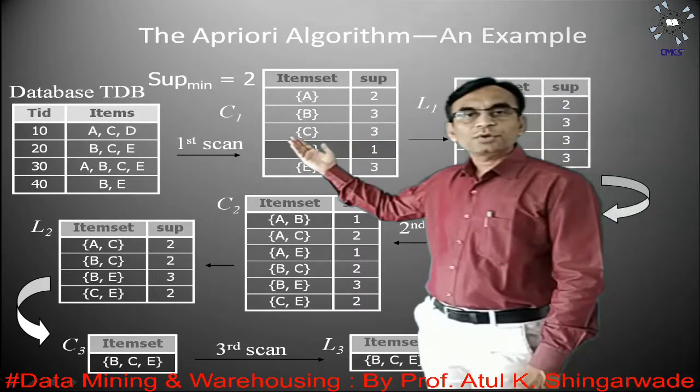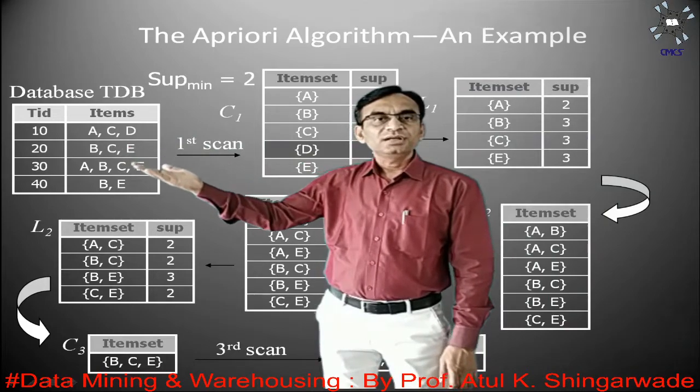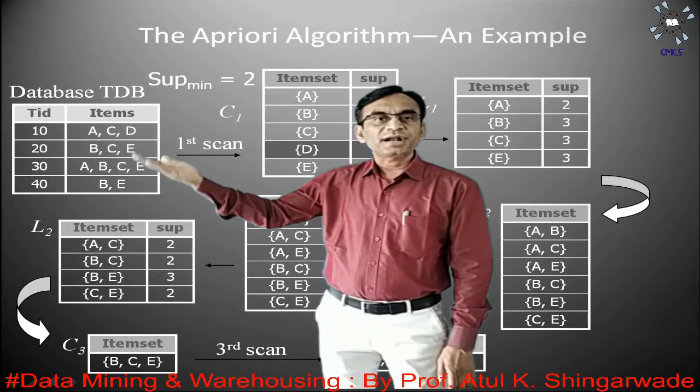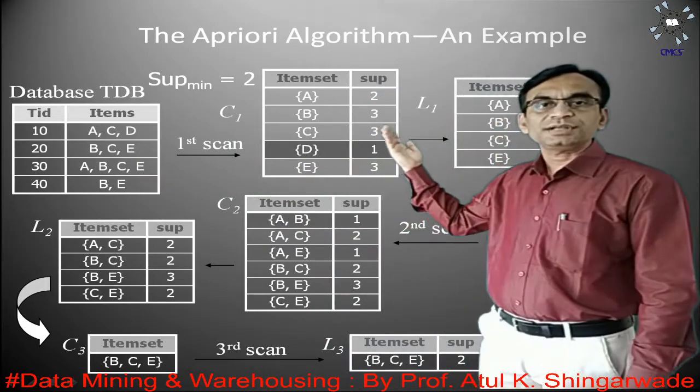Likewise, the support count of B is 3 because B appears 3 times. You can see here 20, 30 and 40. These are the 3 transactions where B appears, and that's why the support count of B is 3.